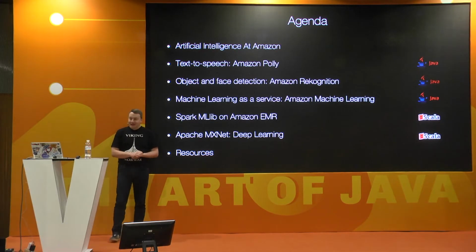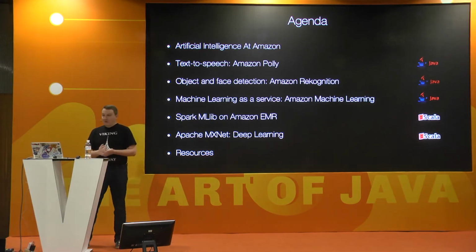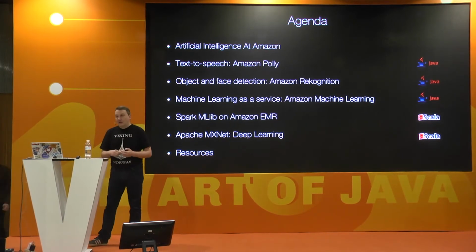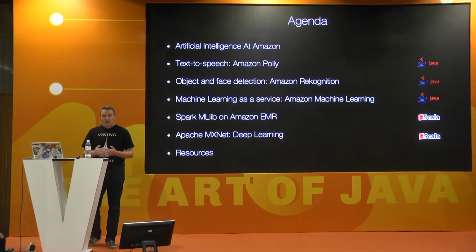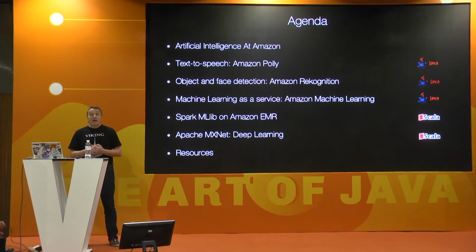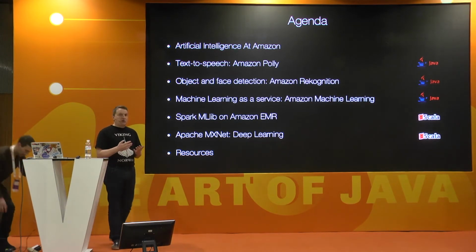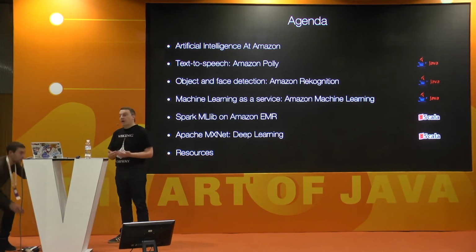So here's the agenda. A few words about AI at Amazon. Then we're going to start looking at some high-level services that are just API calls to perform AI services like text-to-speech, image recognition, face detection, face comparison, etc.